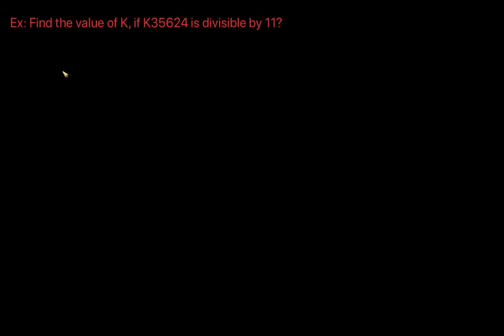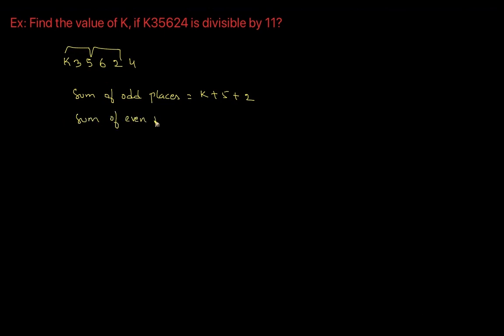Now see the question. Find the value of k if k35624 is divisible by 11. Now we need to check whether k35624 is divisible by 11 or not, and we need to find the value of k. So now we will see k35624. What is the divisibility rule for 11? We need the sum of odd places. What will be the sum of odd places? k plus 5 plus 2. Then the sum of even places. What will be the sum of even places?